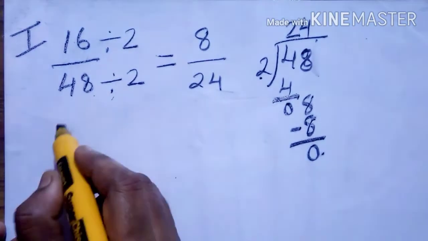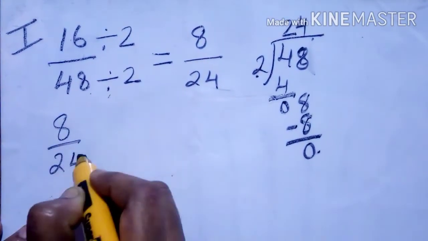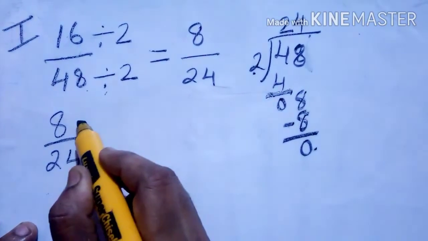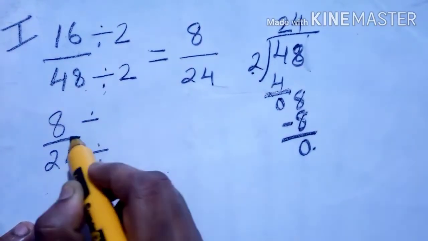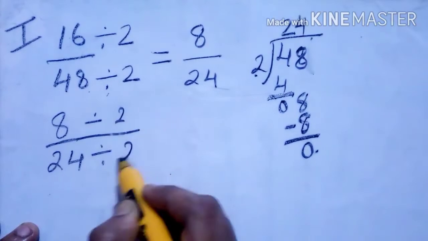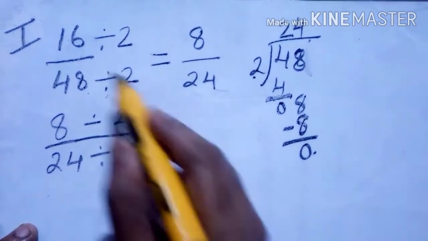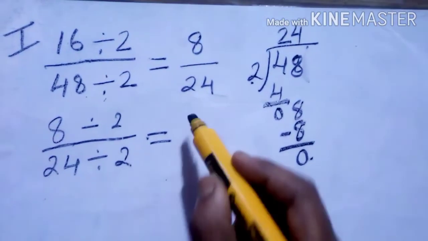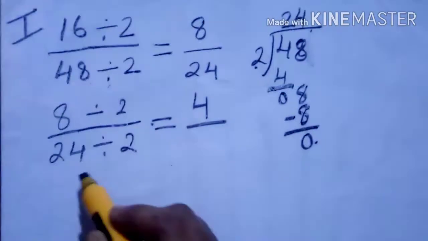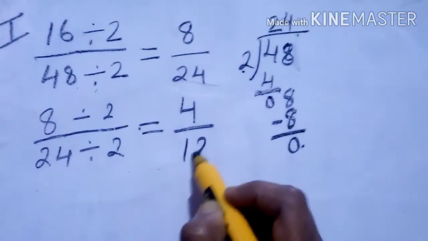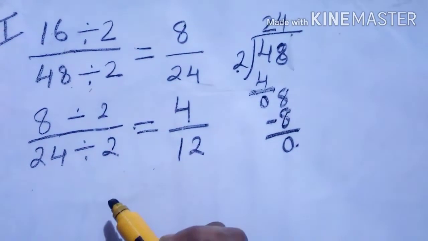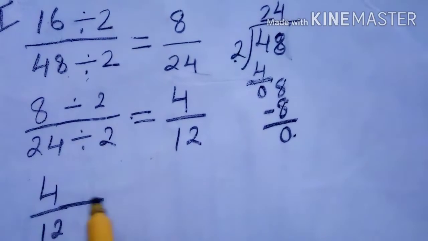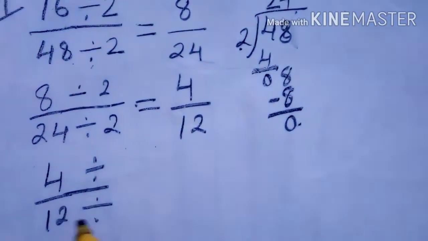Now 8 by 24. Again, both are even numbers, so both have 2 as a common factor. So divide numerator and denominator by 2. When you divide 8 by 2, you get 4, and when you divide 24 by 2, you get 12. Then the answer is 4 by 12.